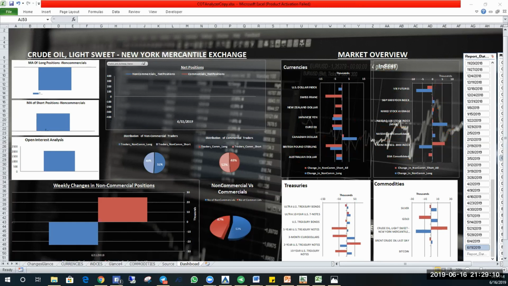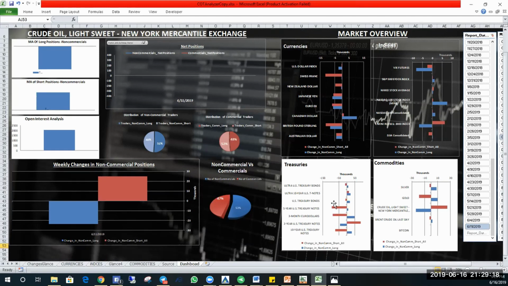Let me run you through the treasuries. If you look at the treasuries, you can see the US bonds and the ultra US bonds are bullish. The ultra 10-year is bullish, and a bit of short position also added. For the US treasury bonds, it's very bullish, with long positions significantly added. 5-year US treasury notes are also bullish. So I'm seeing a lot of bullish positions.